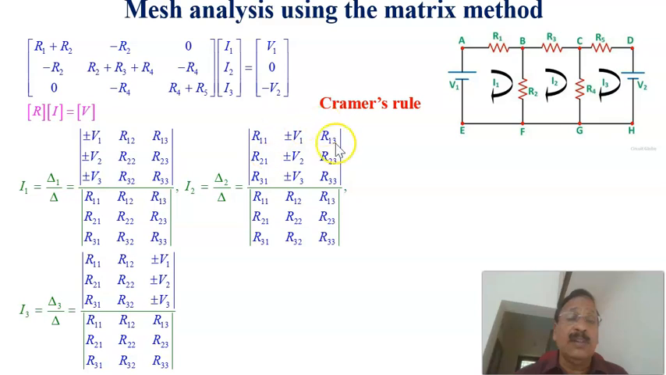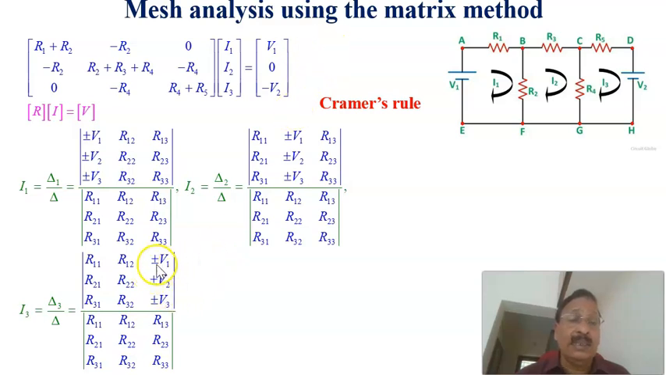And this is the determinant we'll be finding out, that is delta 2, and delta is given by the determinant of this resistance matrix R11, R12, R13 and so on. And then the third mesh current I3 is equal to delta 3 divided by delta, where delta 3 means that here the third column will be replaced by the voltage.